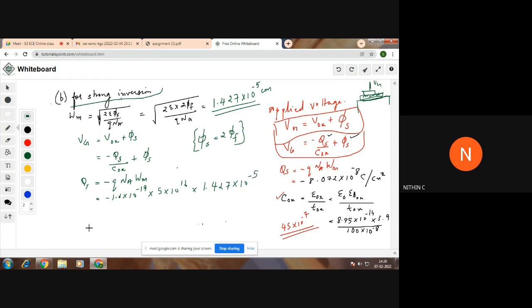You will get the value of QS, and COX will be the same value. Epsilon 0, epsilon r by TOX. All these values are the same. You will get the same value. That is 3.45 into 10 raised to minus 7.